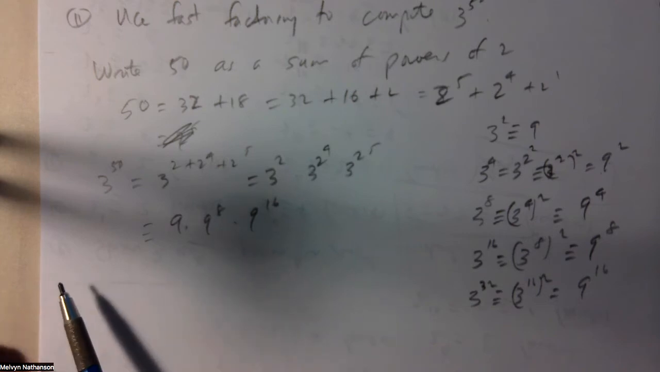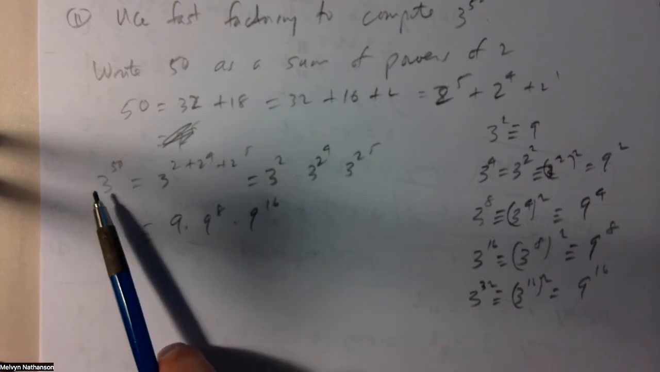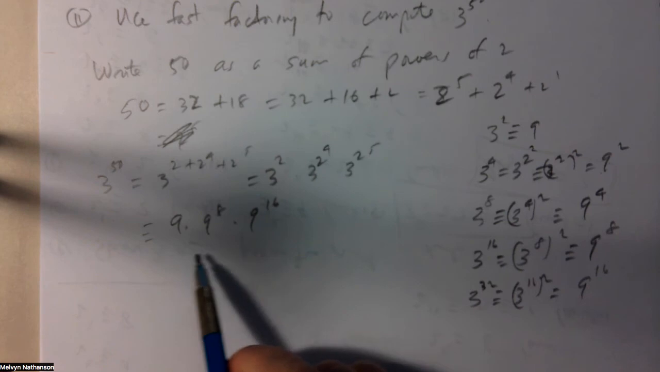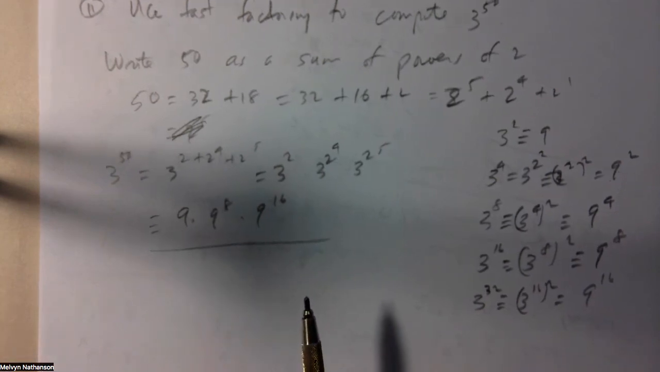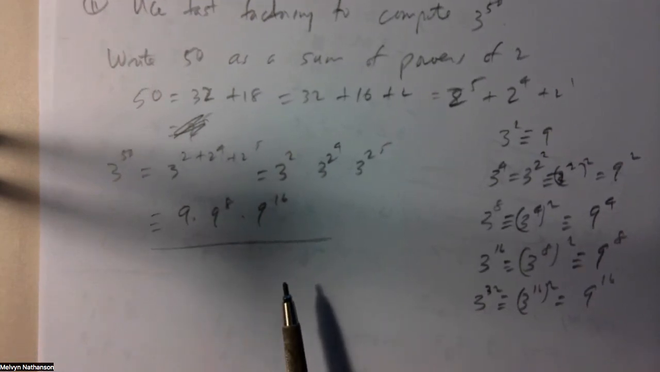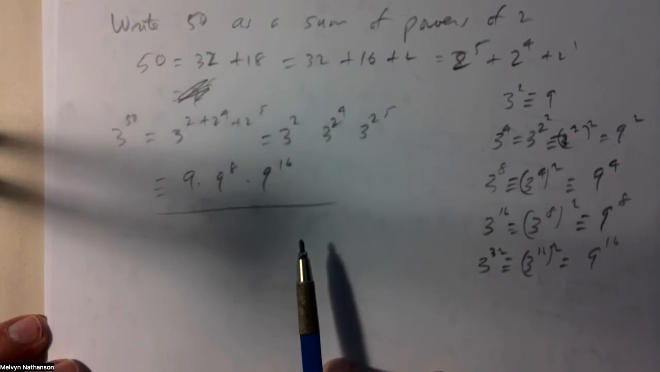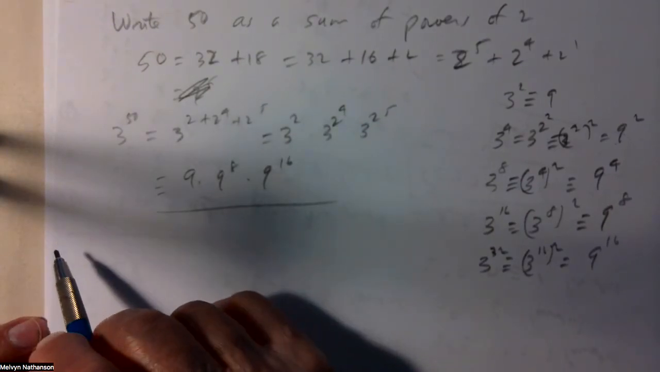In any case, what you don't have to do is multiply 3 by itself 15 times. This is just a number that's too big to write down. I'm just going to leave it at that. Really, the point of doing this fast factoring is when you're dealing with moduli. So let me do number 12.